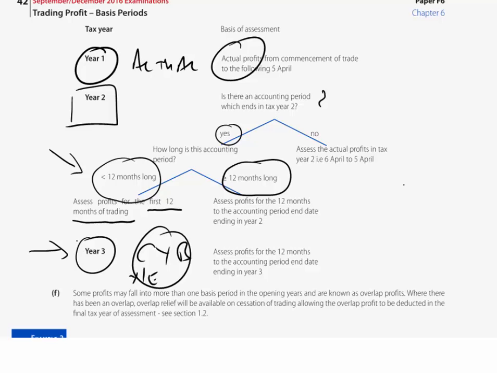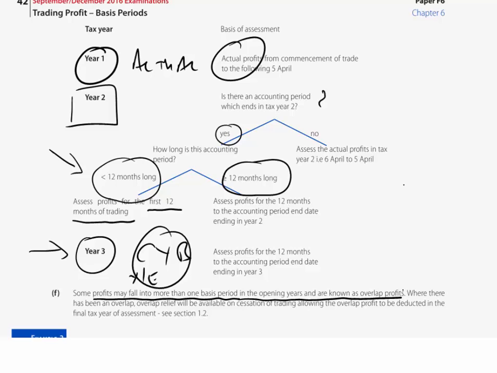What we would then be able to do, moving on to the third year, as we saw, is to use CYB. Now, what would inevitably happen there, presuming that you had not chosen the 31st of March or 5th of April as your accounting date, we'd have what we call overlaps. So some profits, as we saw, would fall into more than one basis period within the opening years. Those profits are known as overlap profits.